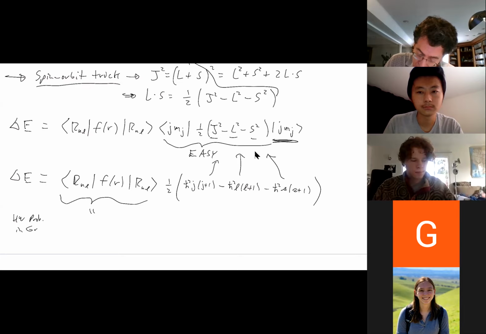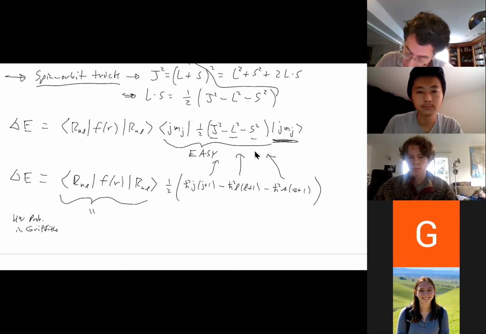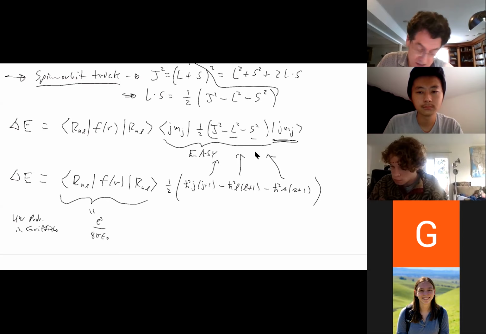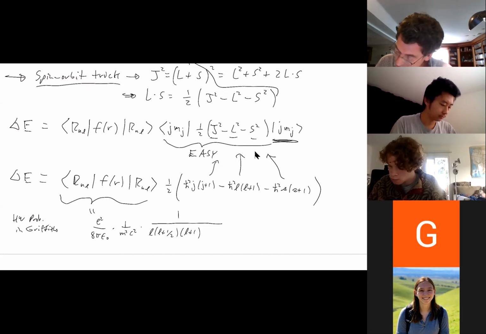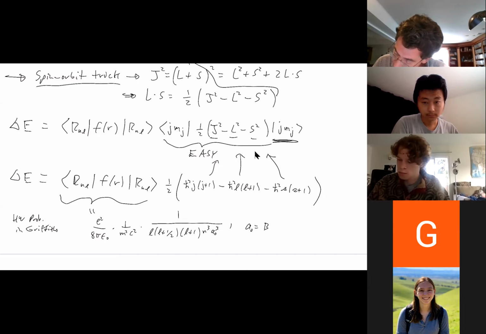And so we can write it as, if you go through the work, then you see that this term is equal to e squared over 8 pi epsilon naught times 1 over m squared c squared times 1 over l times (l plus 1/2) times (l plus 1) times n cubed times a naught cubed, where a naught is the Bohr radius. It's a collection of physical constants.